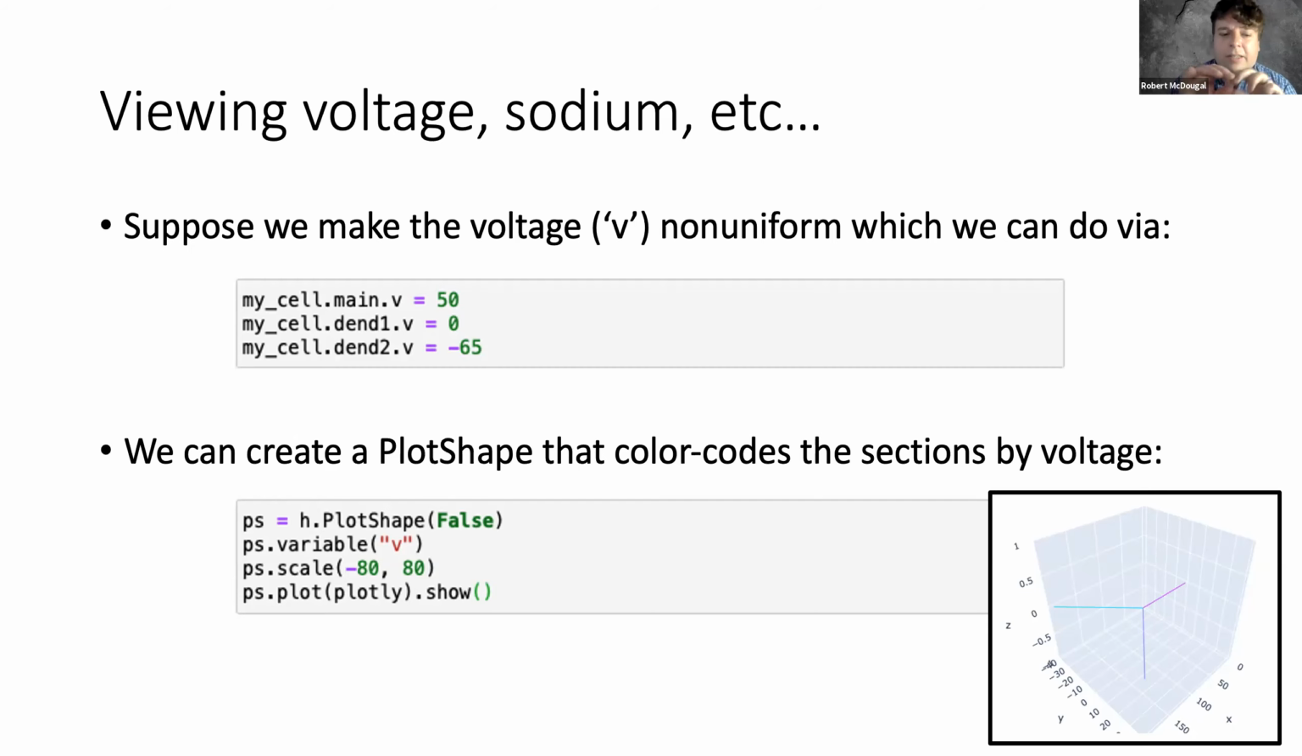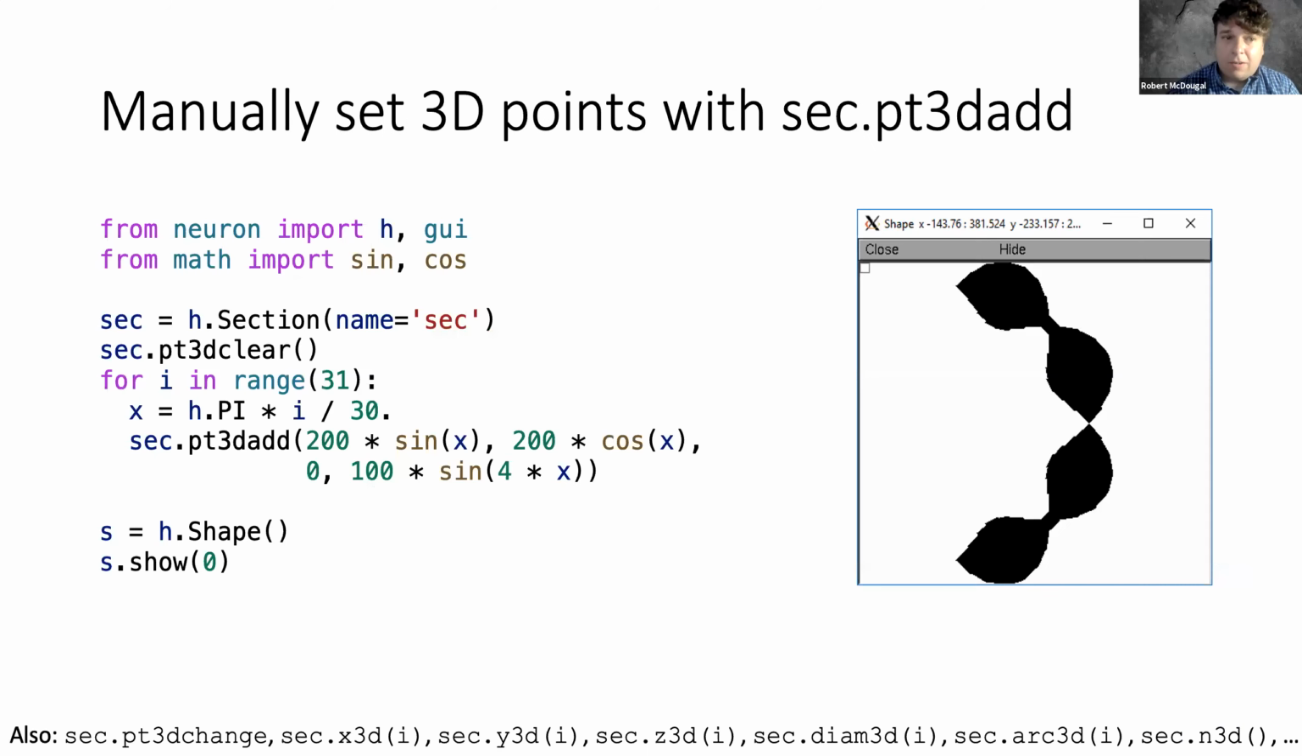Also, when we're doing this, if I'm setting a diameter, I'm saying that everything's a cylinder. No one does that. Cells certainly aren't cylinders. So what we can do instead, and we saw this last Thursday briefly, is specify our own 3D points. This is an example adapted from the neuron documentation here.